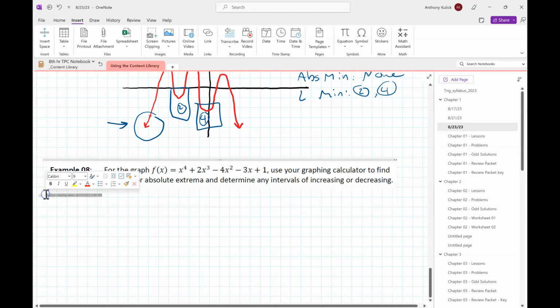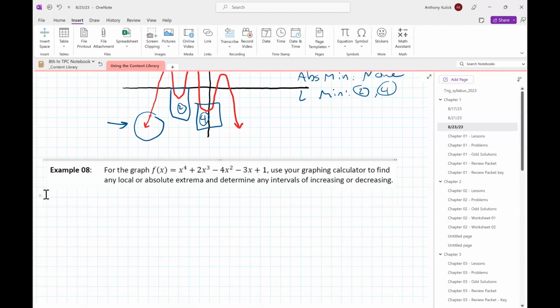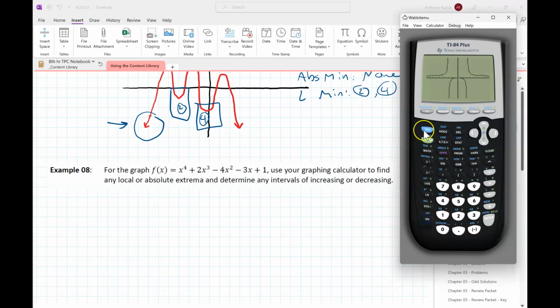Let's do one more example here. This example says, for the graph f of x equals yada, yada, yada, use your graphing calculator to find any local or absolute extrema and determine any intervals of increasing and decreasing. Well, the first thing the direction says is to use your graphing calculator. So I'm going to start by just plugging this into my graphing calculator and looking at the picture, since it's basically hitting me over the head with it, telling me to do so.